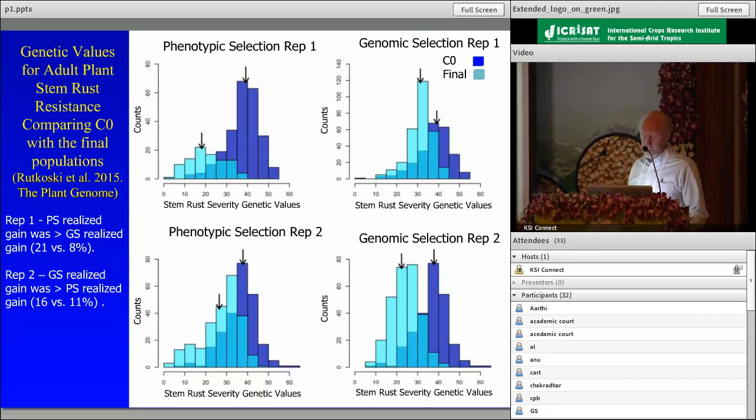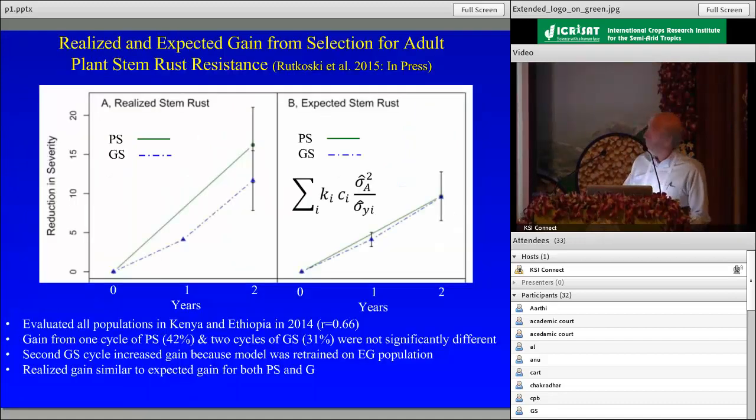Down here, the genomic selection realized gain was greater than the phenotypic selection. When we plot these on a graph showing the reduction in the severity of the rust versus the 2 years of selection, there was no significant difference, although the mean of the genomic selection severity was slightly less than that of the phenotypic selection.